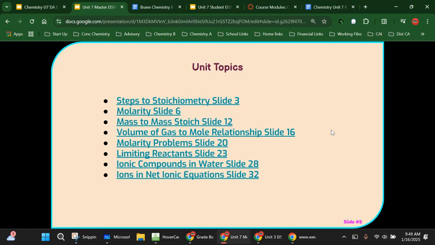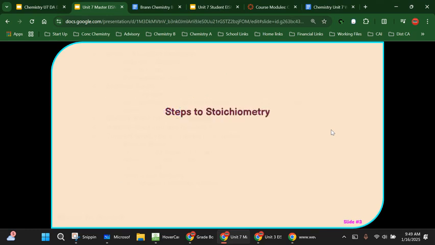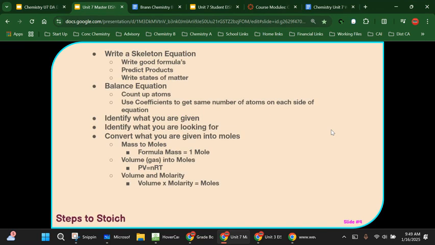Okay? We'll talk about ionic compounds in water, and then we will talk about ionic solutions. Net ionic equations, I'm sorry. All right, here are the steps to STOIC, ladies and gentlemen. Do not write these down. Do not copy them onto your yellow sheet. Okay? But this is what's going to happen.